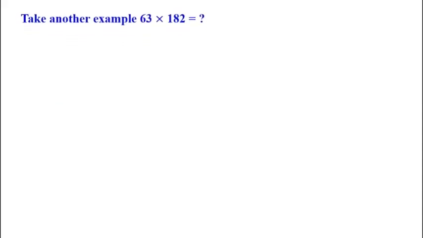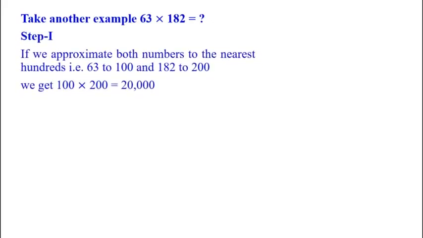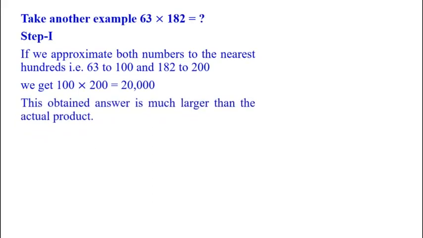So take another example, 63 into 182. Step 1. If we approximate both numbers to the nearest hundreds, that is 63 to 100 and 182 to 200, we get 100 into 200 is equal to 20,000. This answer is much larger than the actual product.